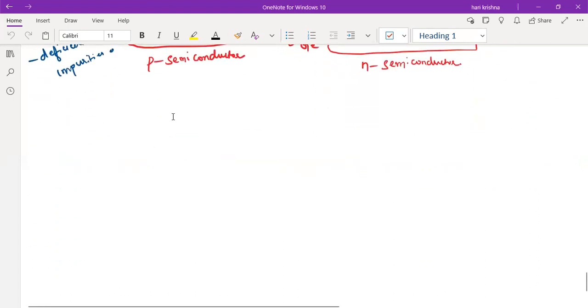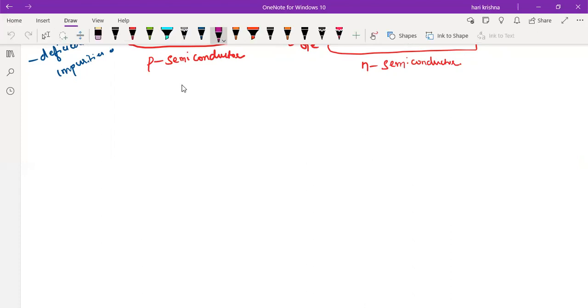So any doubts in the semiconductor topic? If you don't have any doubts, we'll go for the next one. So next one is the magnetic properties.